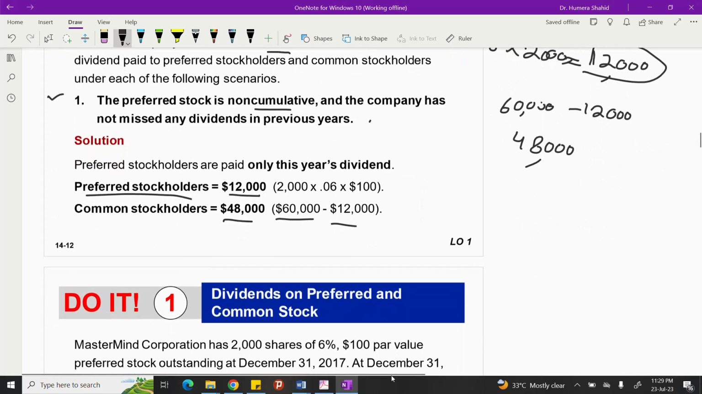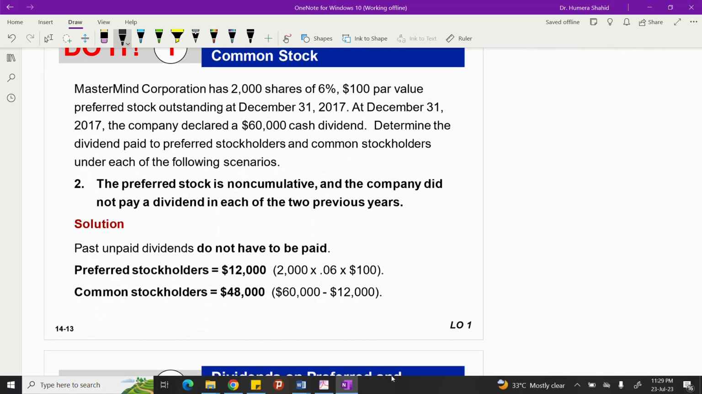Let's check the next transaction for this. The preferred stock is non-cumulative and company did not pay any dividend in each of the 2 previous years. We don't bother about non-cumulative in the previous years. We are worried about previous year non-payments when the dividends are cumulative. So they are non-cumulative, ignore them. Same distribution will be done. 12,000 will be taken by the preferred stock and 48,000 will be taken by common stockholders.